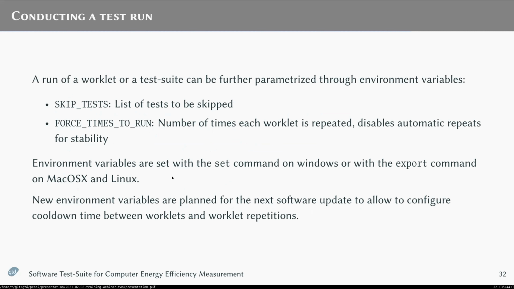Before you conduct a test run, you have to know about one last thing to parameterize your test run. This is done through environment variables. There are basically two environment variables which are interesting. You can define a variable called skip tests. If you have a test suite, for example, which contains a test which runs very long and you don't want to run it right now, but all the other ones, you can use that skip tests variable to skip one or more tests. You can use the force times to run variable to specify how often a worklet will run.